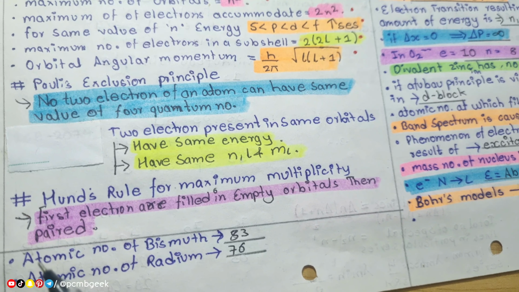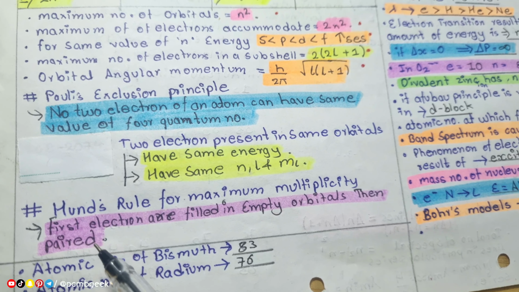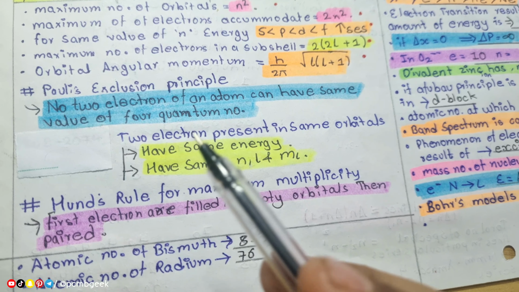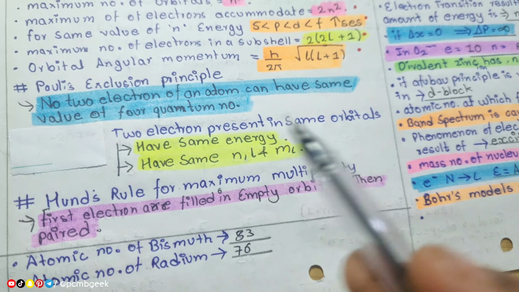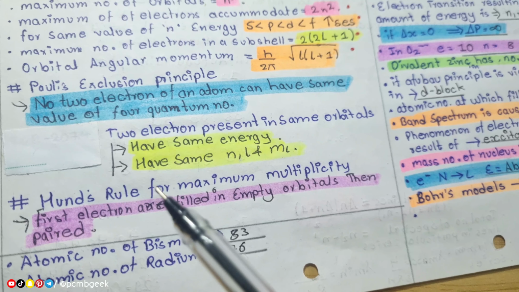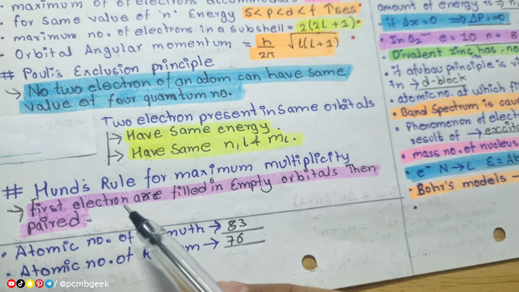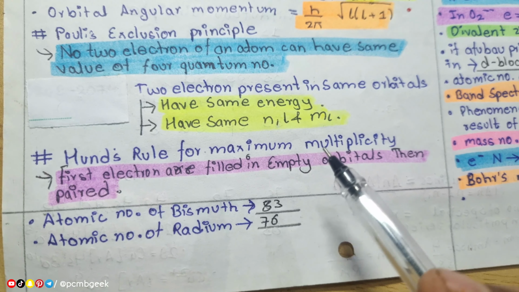Now, Hund's rule of maximum multiplicity. According to Hund's rule, orbitals available in the subshell are filled singly with parallel electron spin before they begin to pair. That means pairing of electrons occurs with the introduction of a second electron. That is, first electrons are filled singly in empty orbitals, then they are paired.